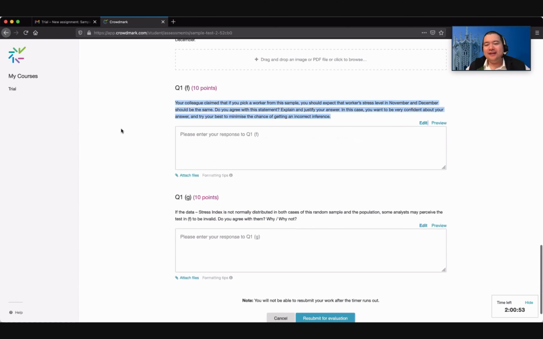Question F. This is actually quite a difficult question, and then question G. Your colleague claimed that if you pick a worker from this sample, what does it mean? It means an individual, it doesn't mean a sample. You should expect the worker's stress level in November and December to be the same. Do you agree with this statement?